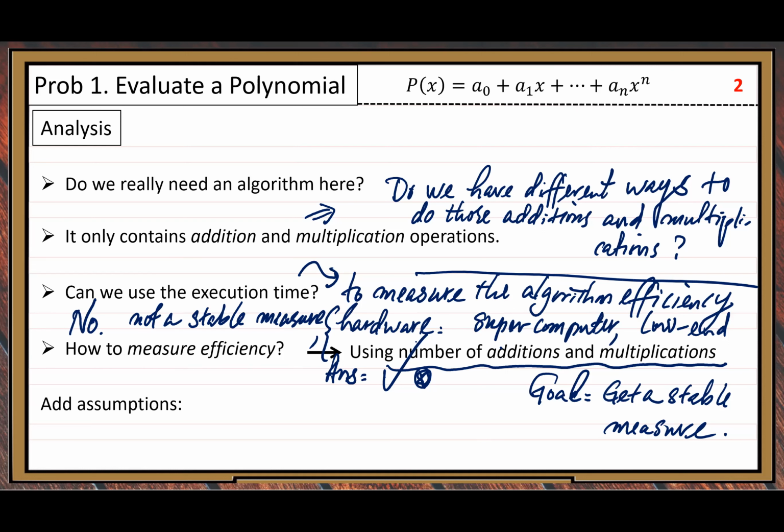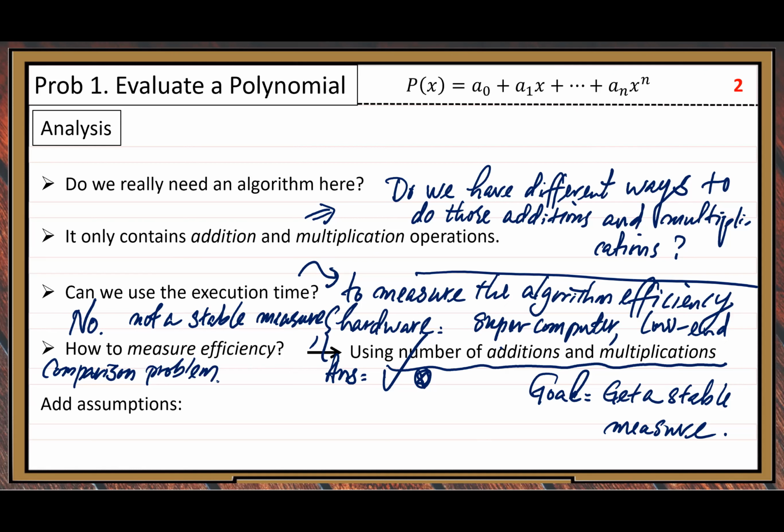Let's go to the next one. Next, we need to use the number of additions and the number of multiplications to measure the efficiency of our straightforward algorithm. But here there is another comparison problem I want to point out. What's that comparison problem?